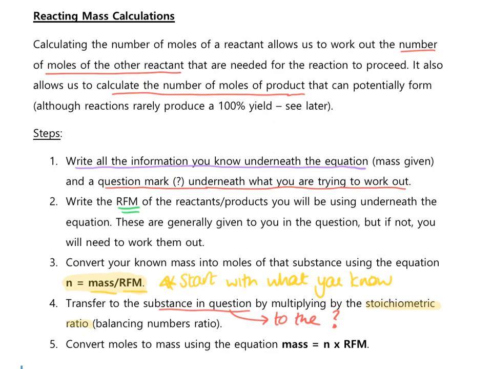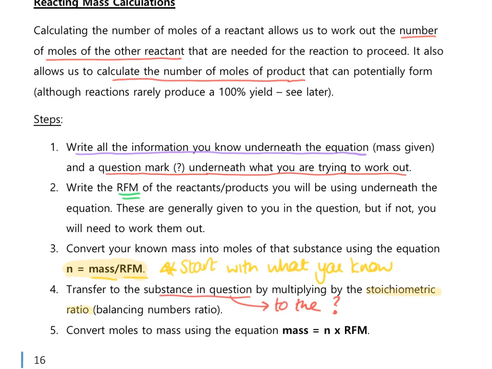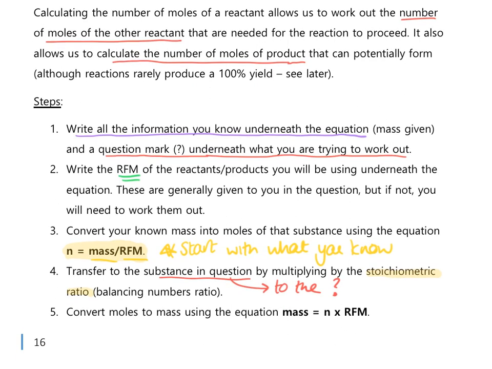And then finally, we're converting our moles to mass by using the equation mass equals N times RFM. So once I know the number of moles of, for example, the product formed, then I can convert back to mass by doing mass equals N times RFM. Now again, that might all seem totally complicated and you can't quite picture what that looks like yet, but that's why we're going to do a worked example.